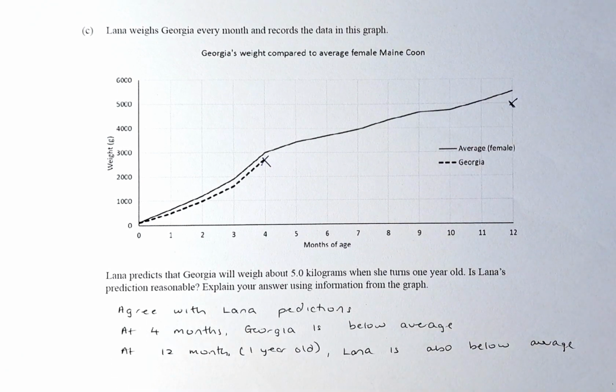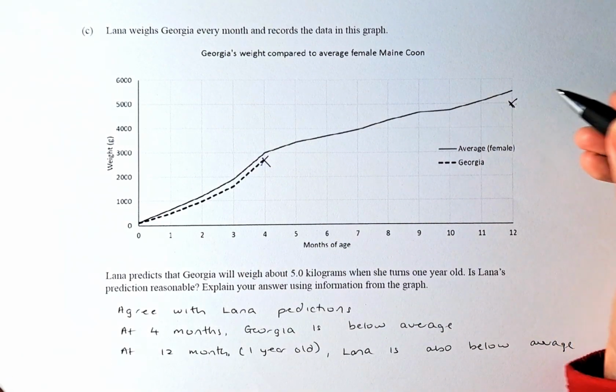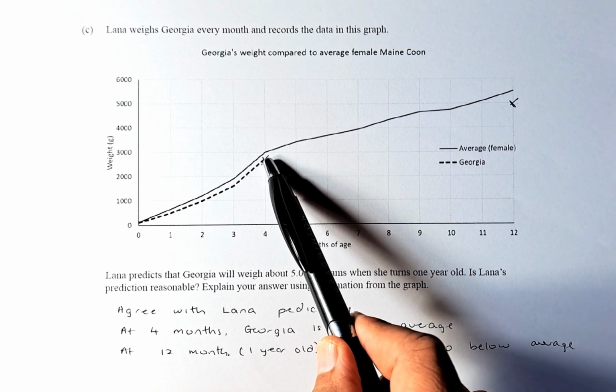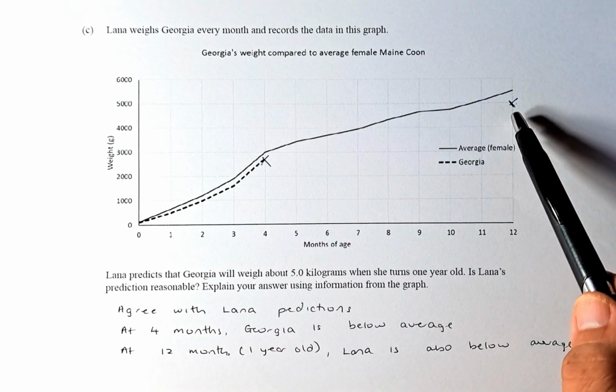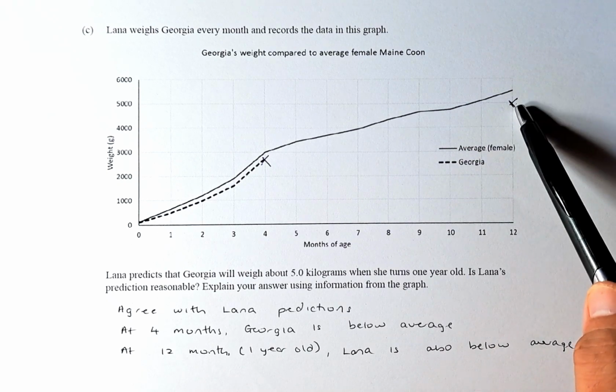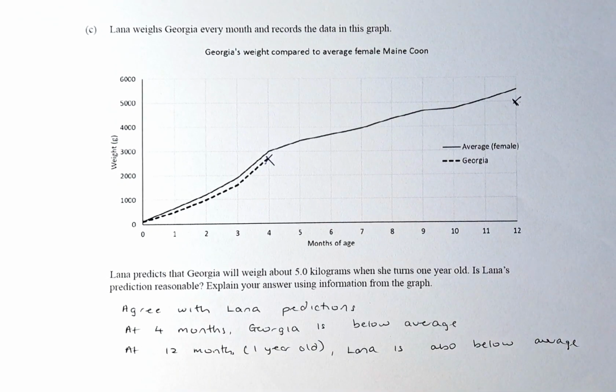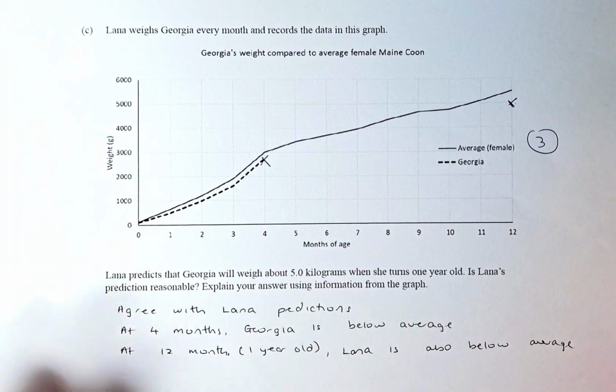Lana predicts that Georgia will weigh around 5 kilograms when she turns 1 year old. Is Lana's prediction reasonable? Explain your answer using the information on the graph. We will agree with Lana's prediction. Why? Because at 4 months old, Georgia is below average, and at 12 months old, at 1 year old, it'll be 5, which is also going to be below the average of all the cats. So we agree that Lana's prediction is correct, and if you can answer that, that is the correct answer for option 3. So the first question is option 1, second question is option 2, and part C is option 3.